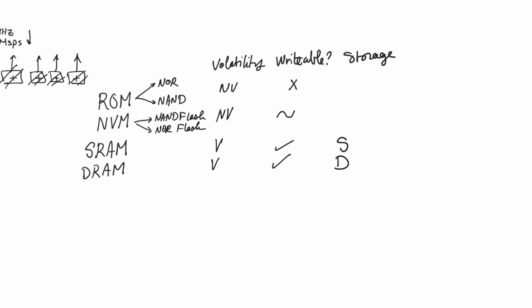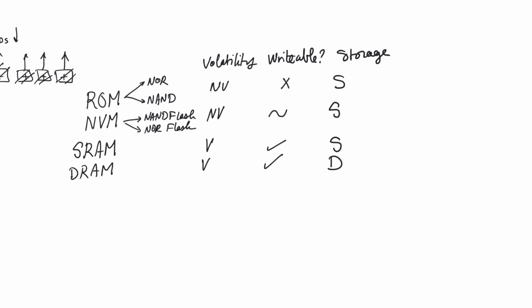Non-volatile memories and ROMs, we can say that their storage is static, because they don't actually store on a capacitive node. Even though they don't actually store in a positive feedback loop, they store or do not store based on the presence of or lack thereof a transistor. But since it's not dynamic, we're just going to say that it is static.